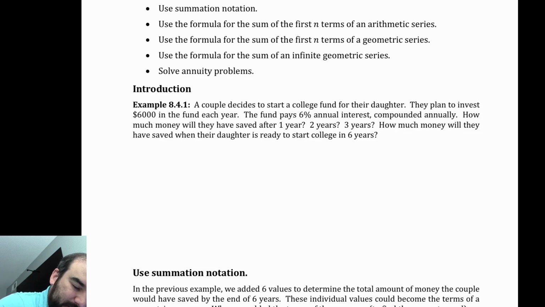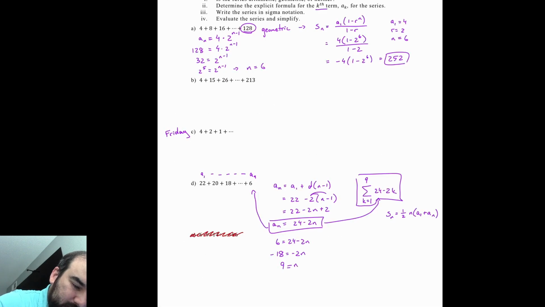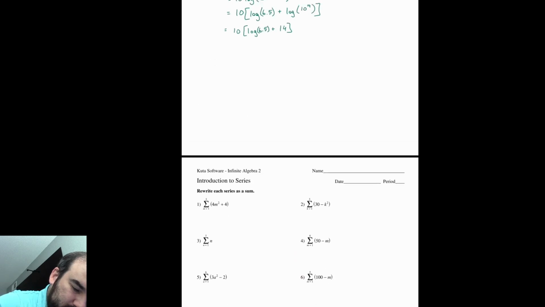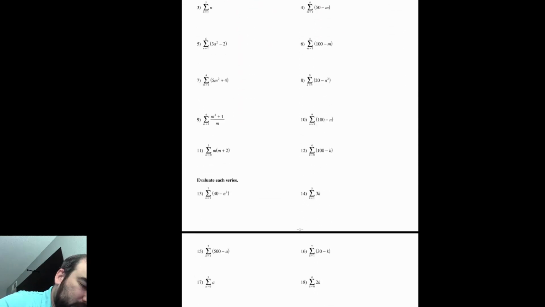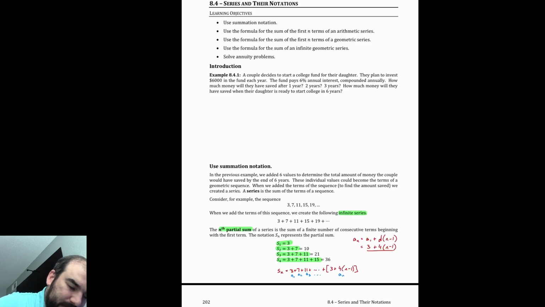Interest compounded annually. How much money will they have saved after 1 year, 2 years, 3 years? How much money will they have saved when their daughter is ready? I think there was actually a worksheet problem like this one somewhere. I thought we did one like this.